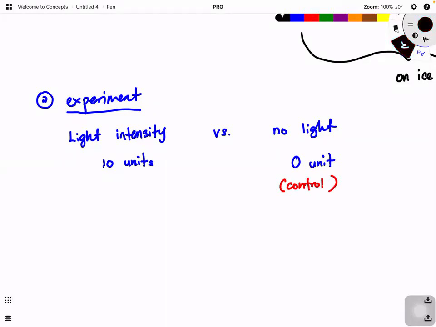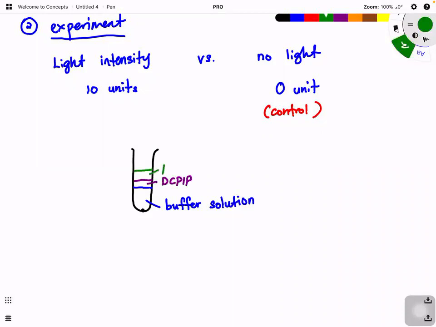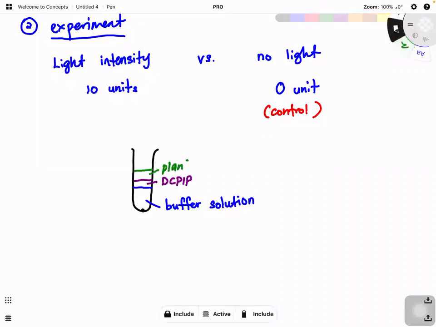Okay, so how do we set up the experiment? First thing, we put our tube. We add in our buffer solution. We cannot put distilled water, okay? Distilled water is going to burst our chloroplast. And then we add DCPIP, and we add the chloroplast extract, and we mix that.